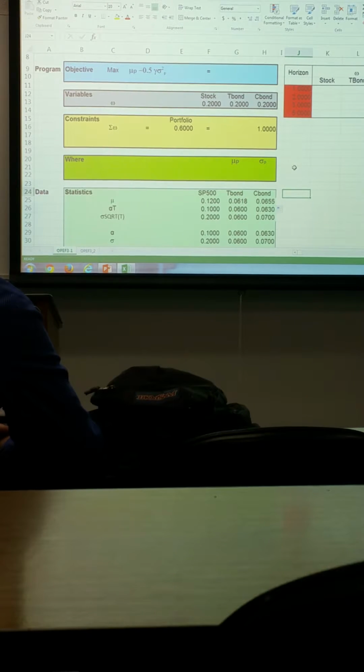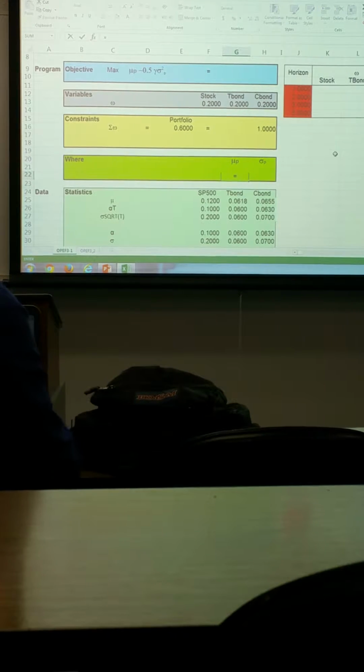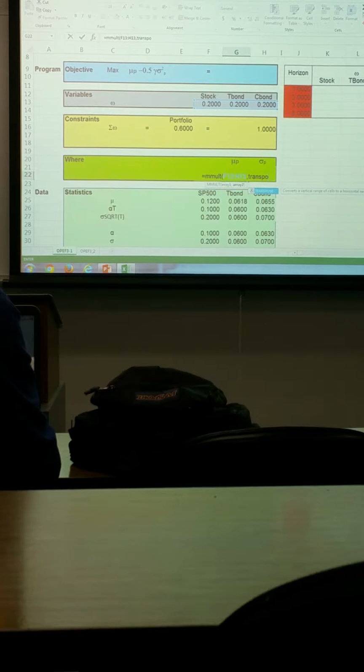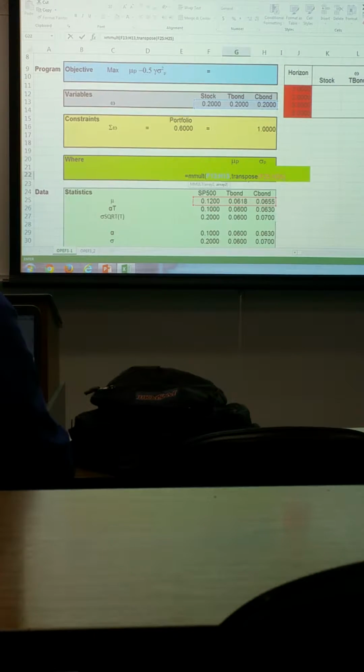So the initial starting value is this, and then let me calculate mu p with this weight W. This is equal to m mod, and then we have to have a 1 by 3 W, comma, and then transpose this mu, close parenthesis, close parenthesis, control shift enter, and we got the mu p.